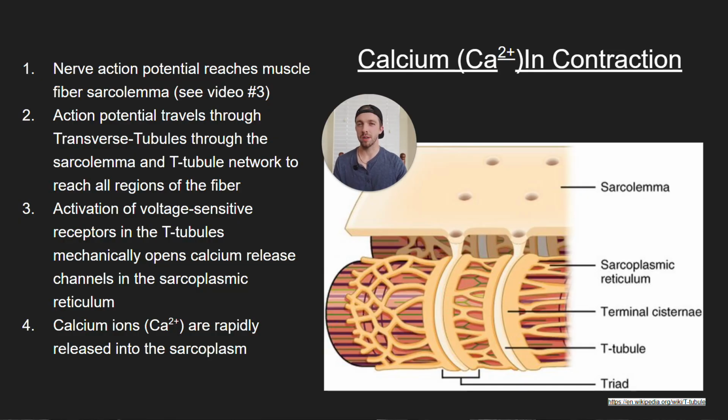You might have heard of an endoplasmic reticulum when going over basic cell parts, cell organelles. Our sarcoplasmic reticulum is our specialized endoplasmic reticulum in a muscle fiber. So just think, we have an action potential that comes from a nerve. We're going to go over how that works in video 3, but it goes through the sarcolemma, through our transverse tubules or T-tubules, and activates voltage-sensitive receptors in the T-tubules to open up calcium release channels in our sarcoplasmic reticulum. So we have this flood, or this rapidly released amount of calcium ions into our sarcoplasm.